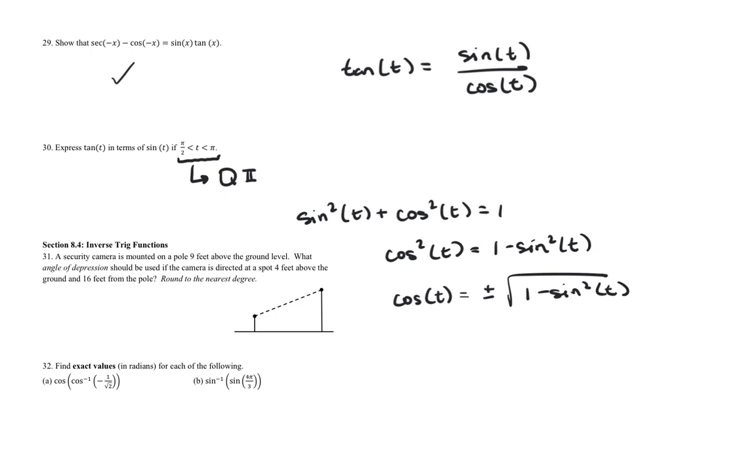And since we were working in quadrant 2, we know that in this instance, we are looking at the negative root. So I can simplify sine of t over cosine of t as sine of t divided by negative the square root of 1 minus sine squared of t, as we are working in quadrant 2. So let's go ahead and put a check because we've completed this problem.